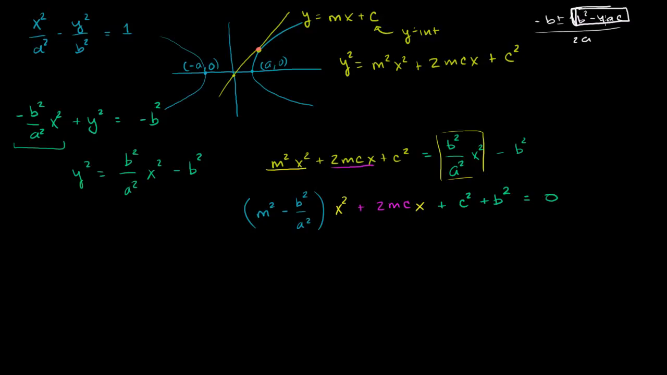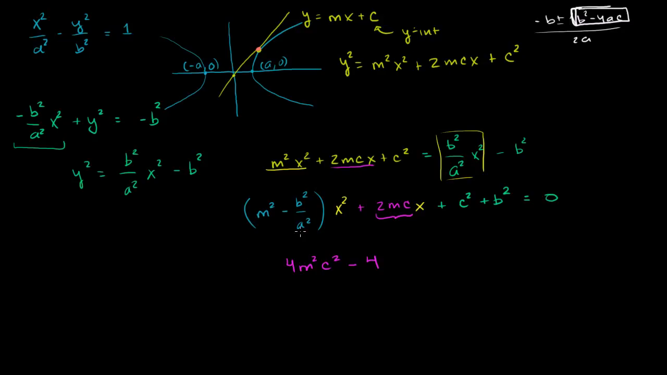These are different b's and a's and c's than the ones we're using here. Over here, our b is that right over there, the coefficient on the x term. So that squared is 4m squared c squared. And then we're going to subtract from that 4 times a. A is all of this business right over here.